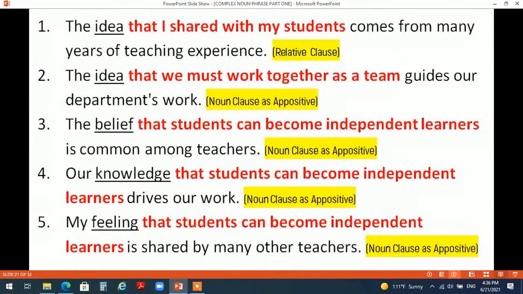In number five, my feeling that students can become independent learners is shared by many other teachers. Here again we have an appositive clause. And the same reason, because we cannot replace which instead of that, and we cannot also omit that.